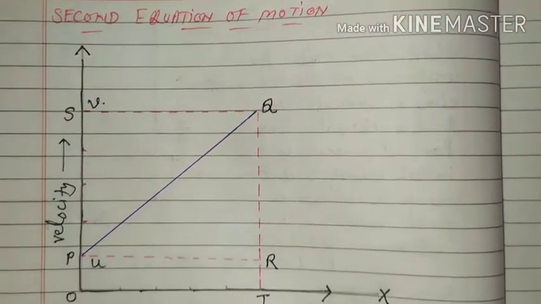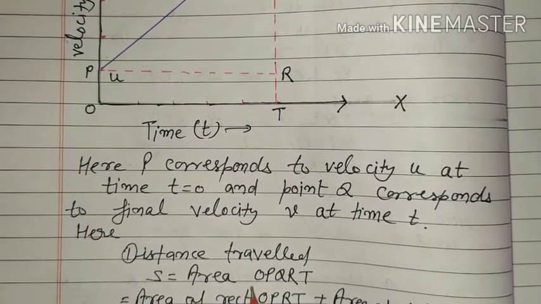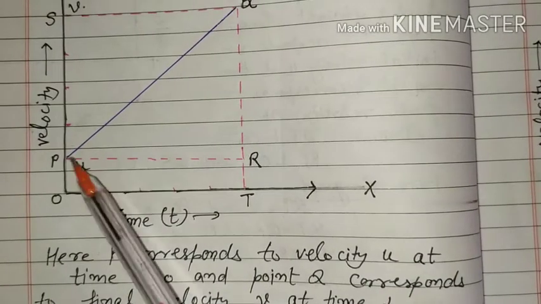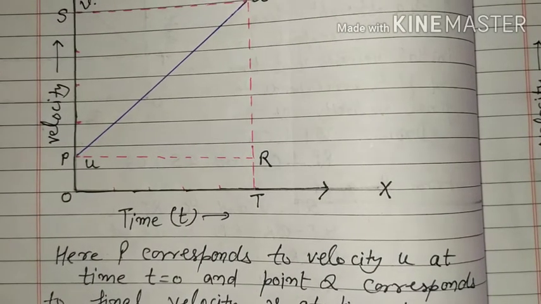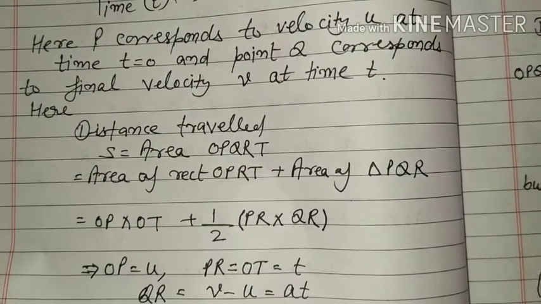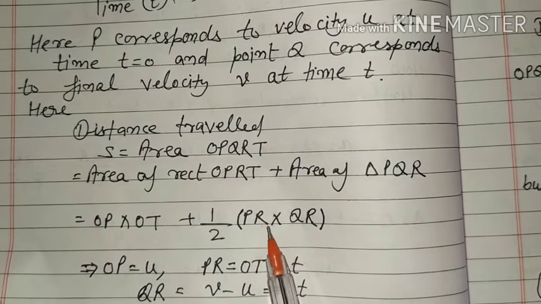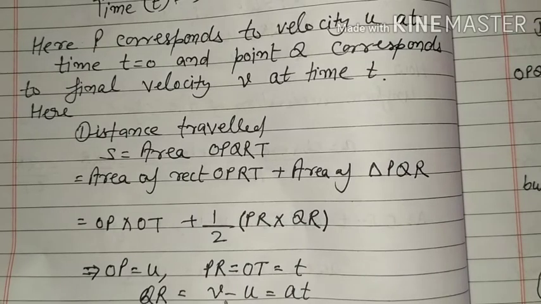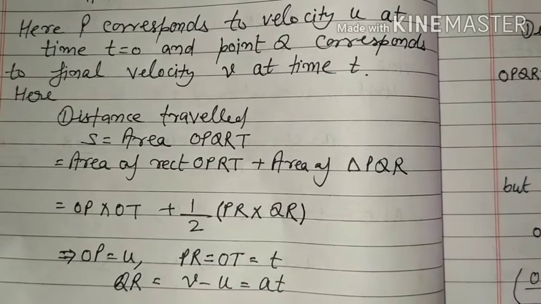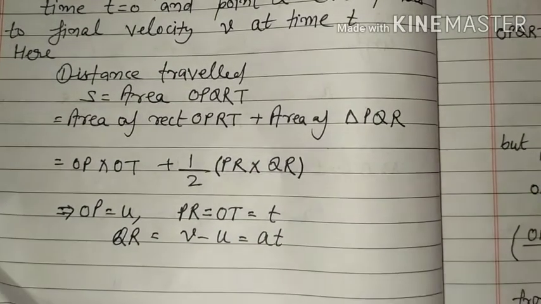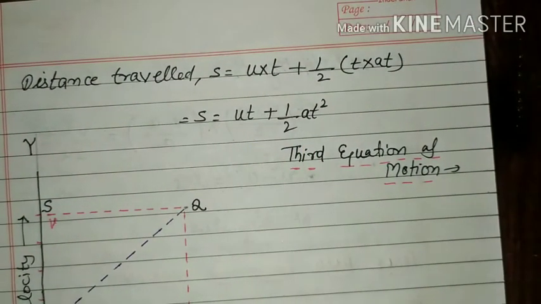Now the second equation of motion, the same diagram is there. Here we get distance traveled is equal to the area of OPQRT. In this, one is a rectangle and one is a triangle. We add the area of rectangle OPRT plus the area of triangle PQR. Here OP is equal to u, PR is equal to OT, that is t, and QR, from the first equation, v minus u is equal to at. Now putting in this value, we get ut plus half at square. That is the second equation of motion.